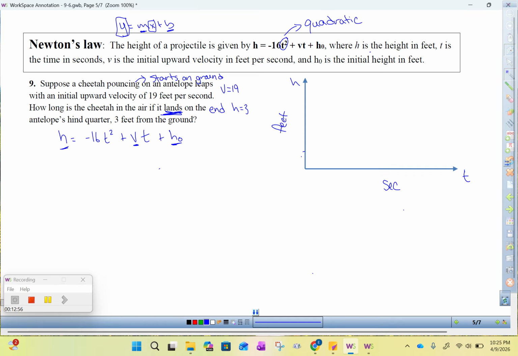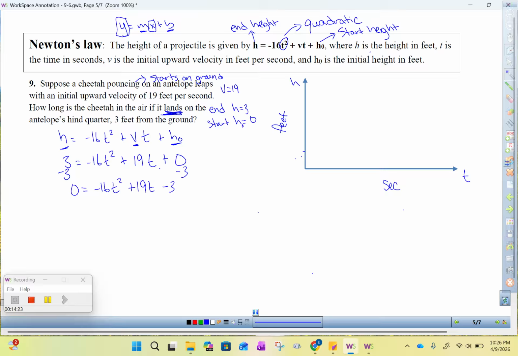Now that we have all the numbers we need, we're going to substitute them in, and then it becomes exactly like all the problems we've been practicing. So first up, our end height was 3, then negative 16t squared, plus velocity was 19, then our t, plus our start height of 0. Hopefully you remember from solving equations, we need to make sure it's equal to 0 first. So I'm going to subtract that 3 over, which becomes 0 equals negative 16t squared plus 19t, and then minus 3.